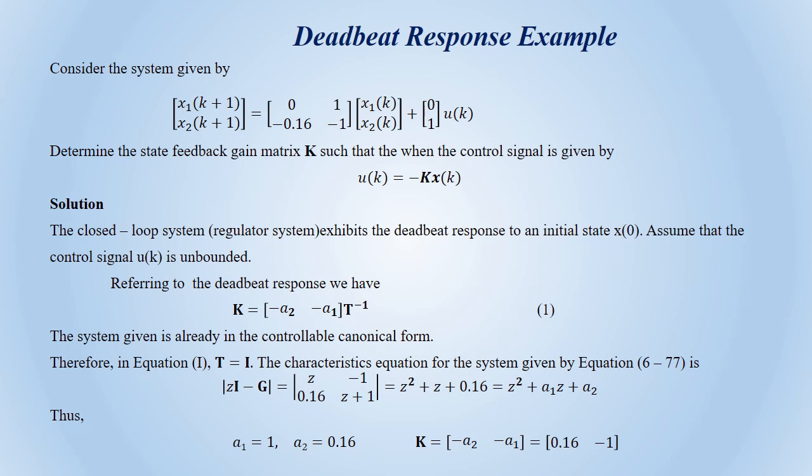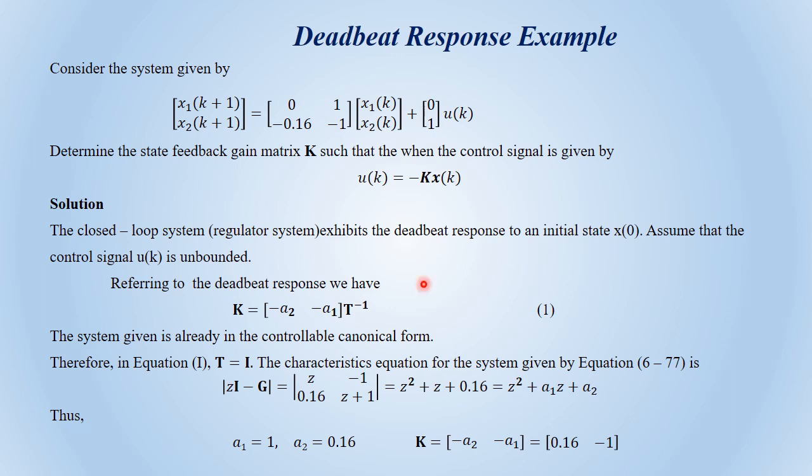Next is the example of deadbeat response. We have already seen the theory of deadbeat response earlier. Let me reiterate that particular theory. So deadbeat response is that response which gives output in the minimum number of sampling periods without any intersampling oscillations. So deadbeat response is achieved if the closed loop transfer function of the system is of the form 1 upon z to the power n. Let us consider the example which is given earlier.